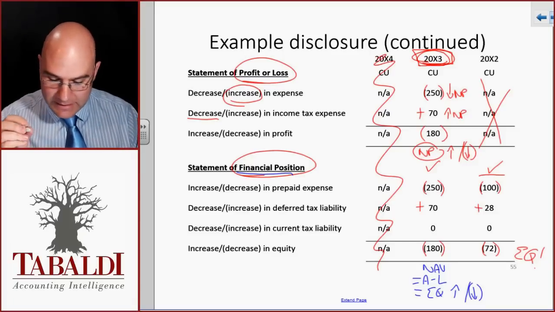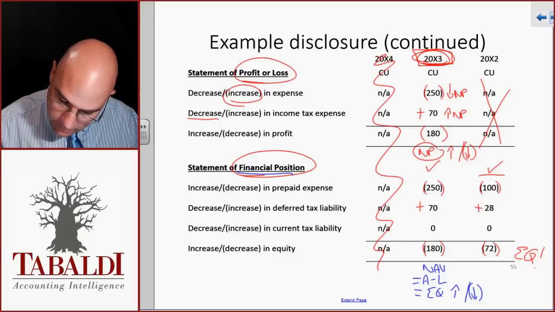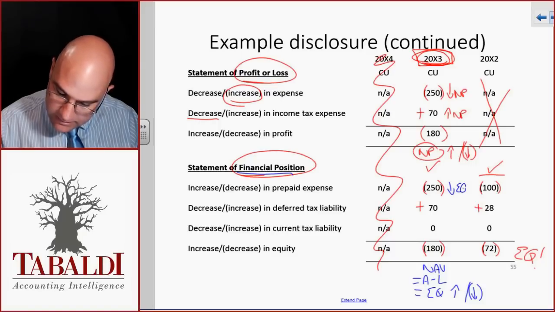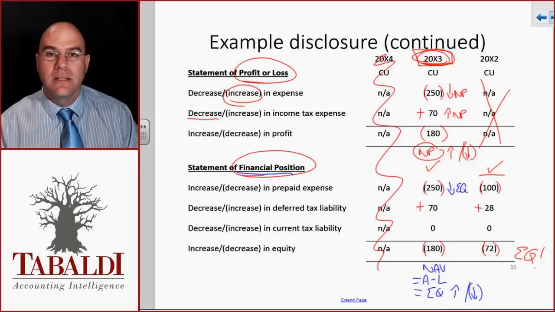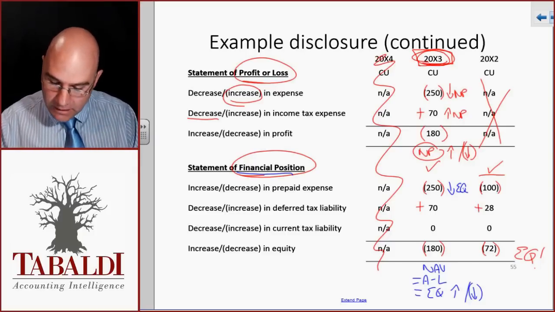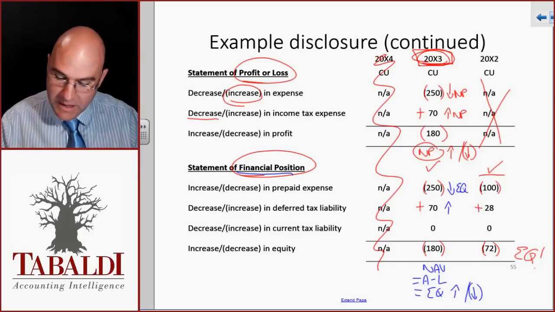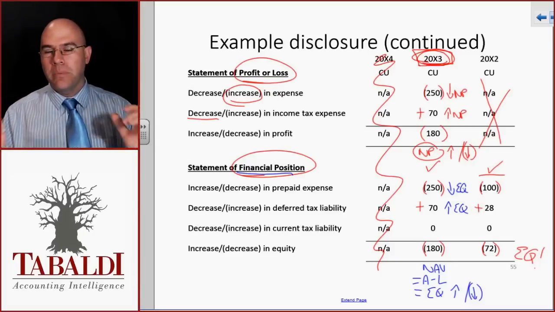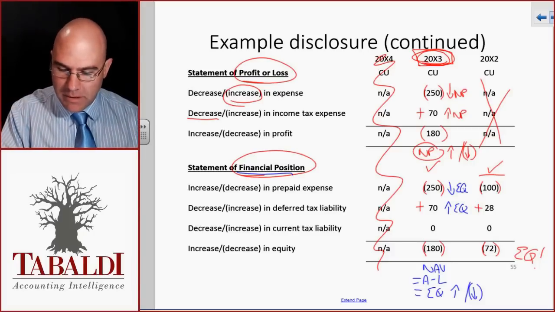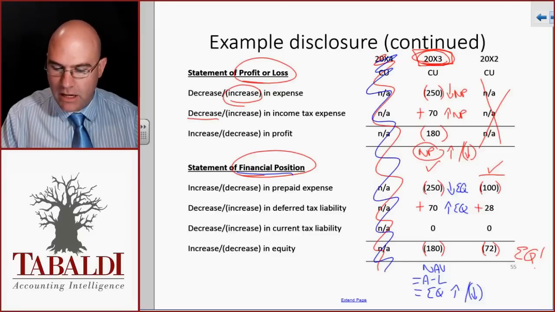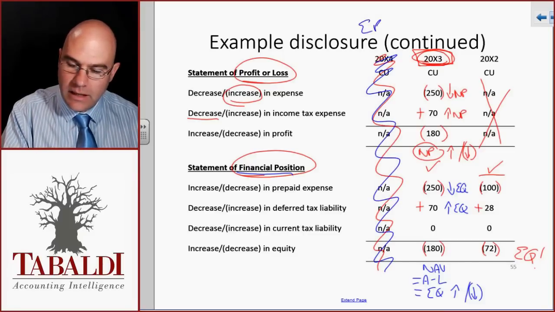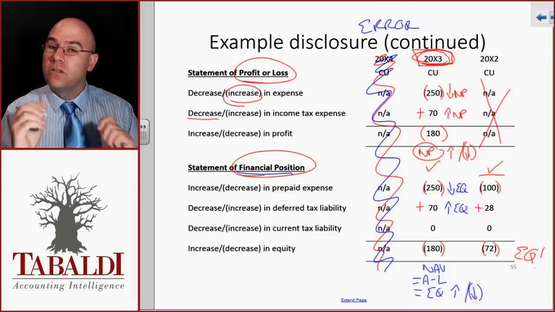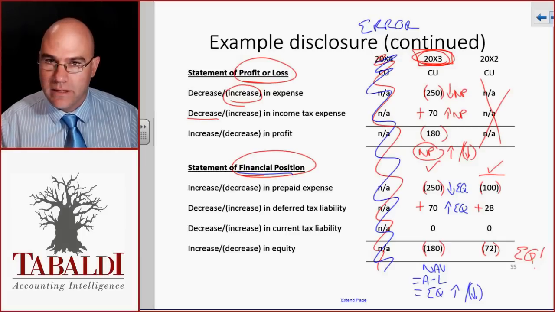Okay? So if I decrease an asset, I decrease equity. If I decrease a liability, like my tax, I increase equity. Okay, I hope that makes a bit of sense. Please just remember, I don't have to do the current year when I'm dealing with an error. It's different to a change in accounting policy. Thank you, ladies and gentlemen.